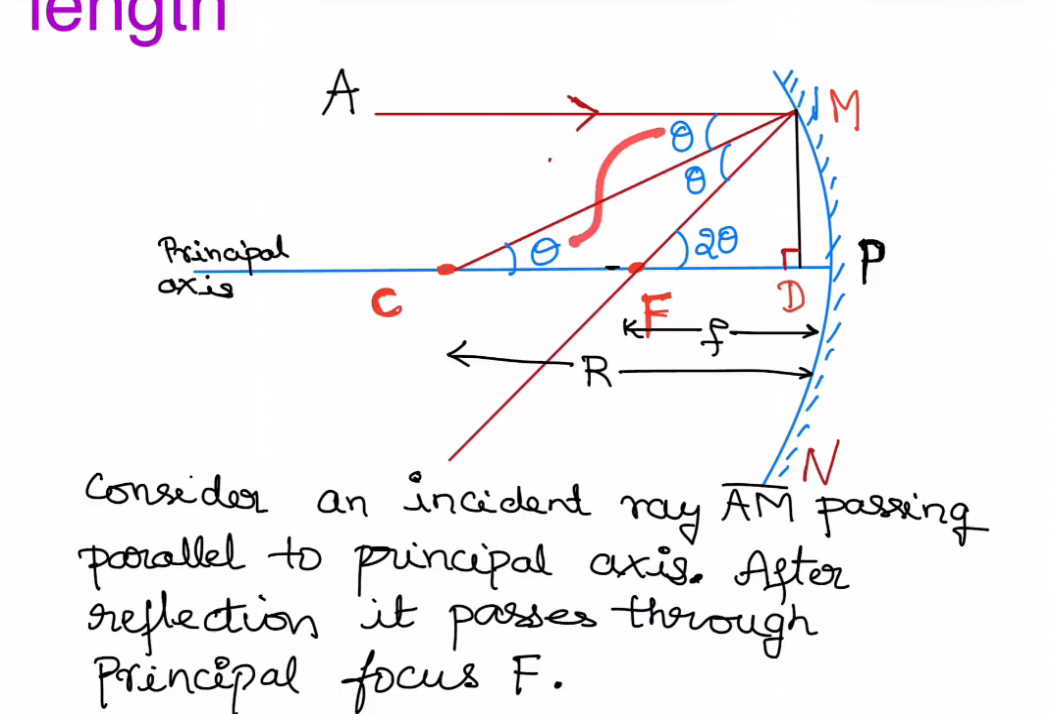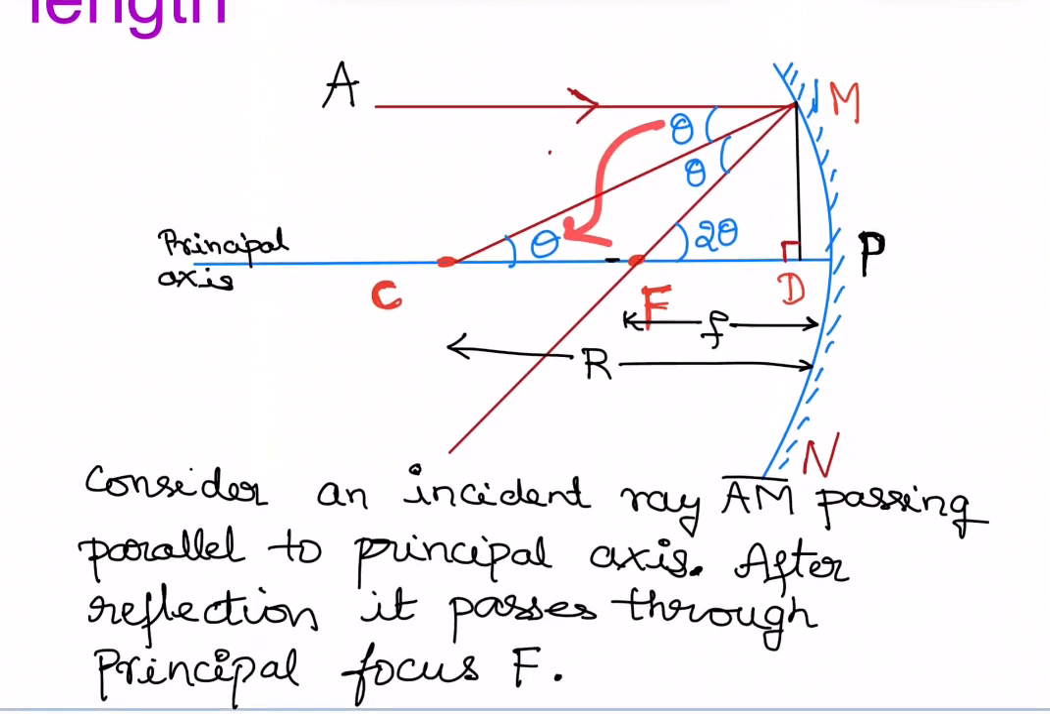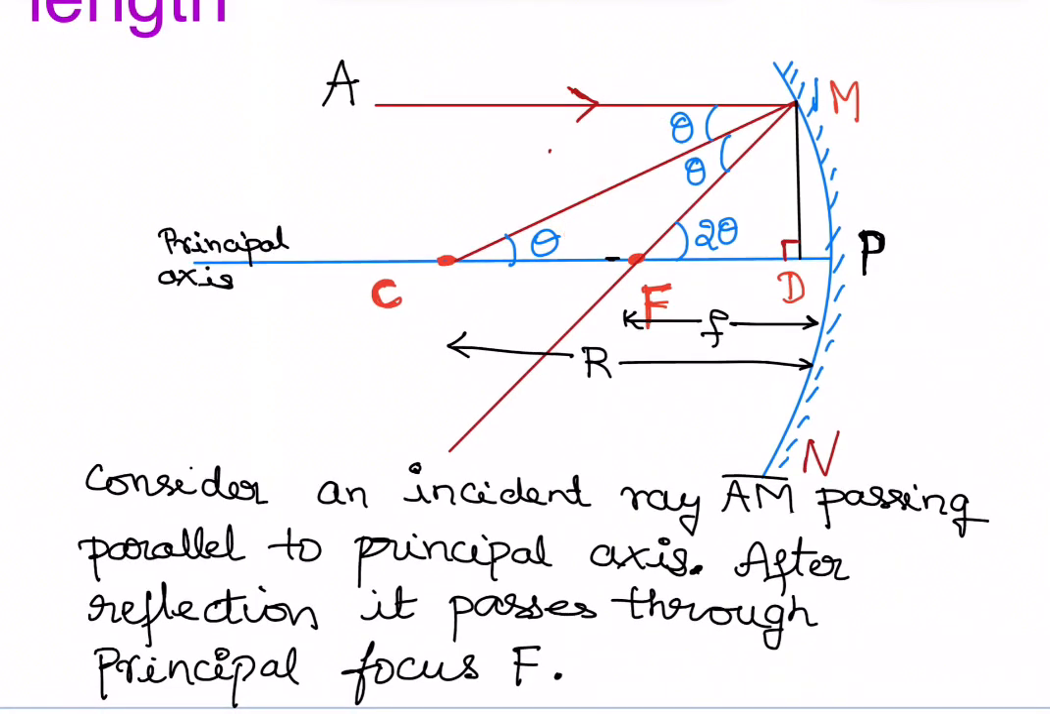Similarly, as these two lines are parallel, if this angle is 2 theta, it is found that even this angle is also 2 theta. So therefore this angle MFD is 2 theta. This is the extra information that you are supposed to write.